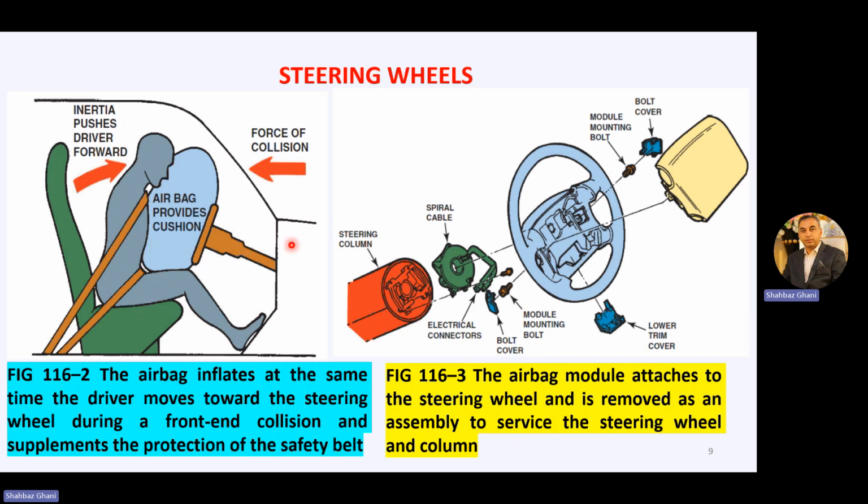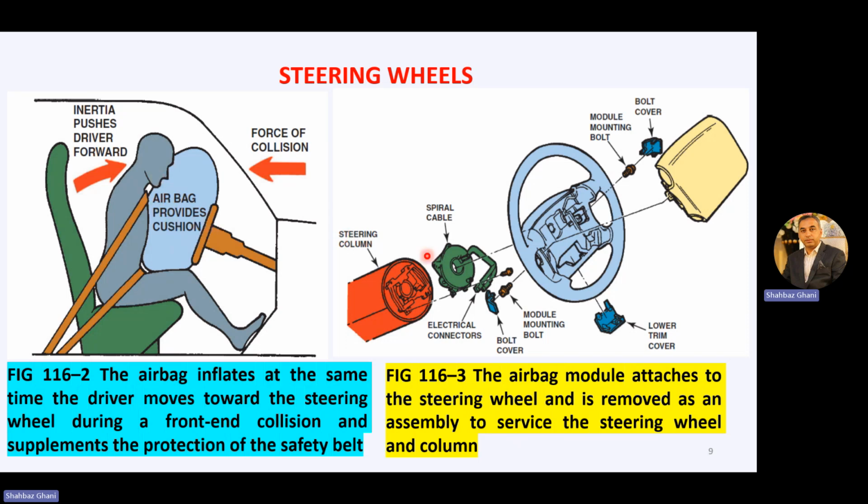We are moving in this direction, your vehicle hits, and then we have the force of a collision. When the force of collision is there, the signal goes to the airbag and it inflates. Meanwhile, due to inertia of the moment, it pushes the driver forward. So the airbag inflates and bursts the central cover module, and it comes in between the body and the steering wheel.